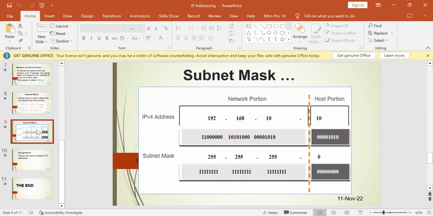Now, for example, you can see here how we have done the process. You can see how we have our IP address of 192.168.10.10. We convert it into binary, and then we get the subnet mask, and also convert the subnet mask into binary. Is that okay, class? Yes, sir. This marks the end of our presentation, and now we need to summarize what we have looked at.